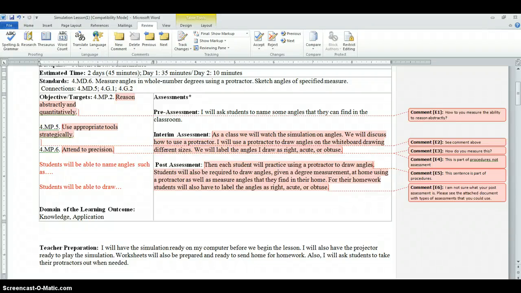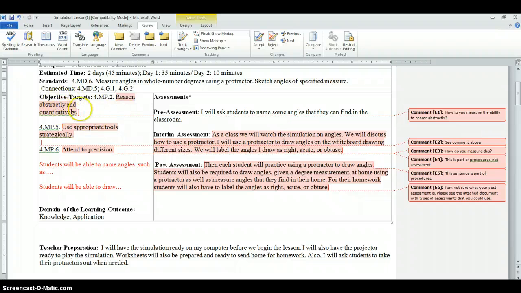Yeah, I noticed something that I thought maybe it's time now I start making individualized videos to help students. So with your lesson plan, I noticed that you didn't write your objectives properly. I indicated to you that words like reason, abstractly and quantitatively are difficult to measure. How would you measure? How would you know that students are able to reason abstractly and quantitatively?